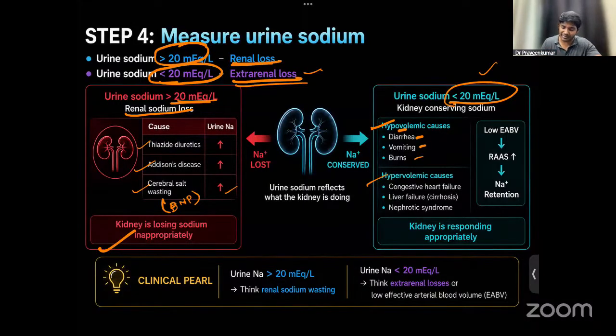In hypervolemic states like congestive heart failure, liver failure, and nephrotic syndrome, what gets activated in all of them? RAS gets activated. Why is RAS getting activated? Because of low effective arterial blood volume. Even though the entire body water is increased, it is not within the blood vessel. Within the blood vessel it is low, because in congestive heart failure there is low cardiac output, in nephrotic syndrome there is low albumin, and in liver failure also low albumin. So your blood volume is going to be less, and because of that you get RAS, the renin angiotensin aldosterone system. That becomes angiotensin 2, then aldosterone, and causes sodium retention. So when sodium is retained in the body, urine sodium is going to be low. Okay, so that's all about this.